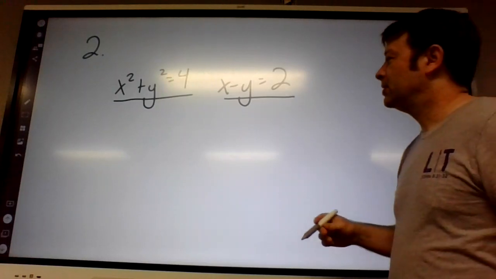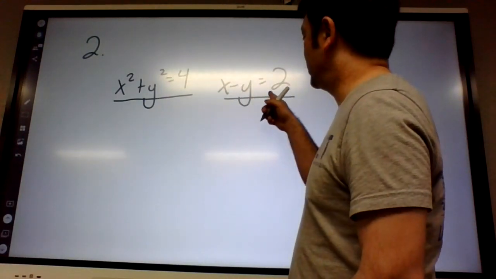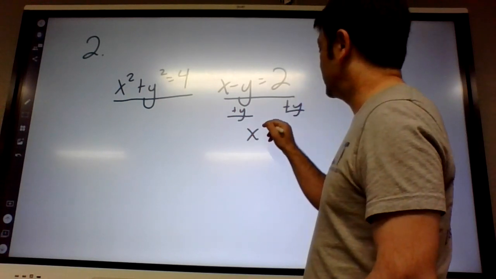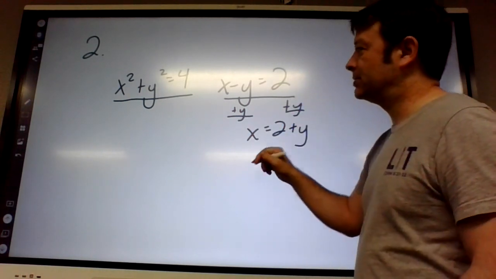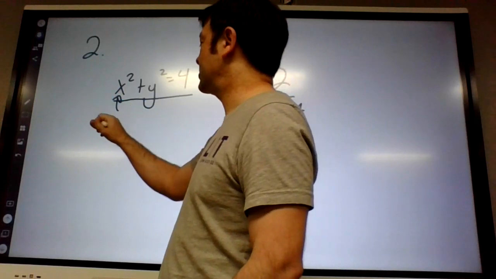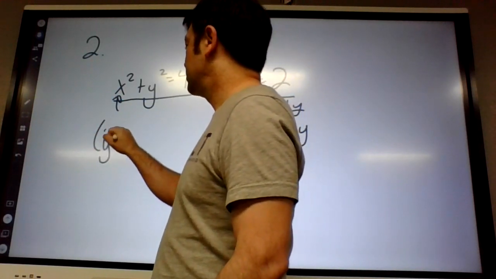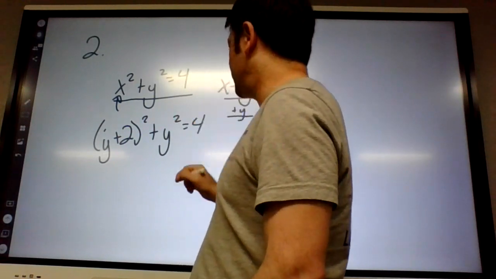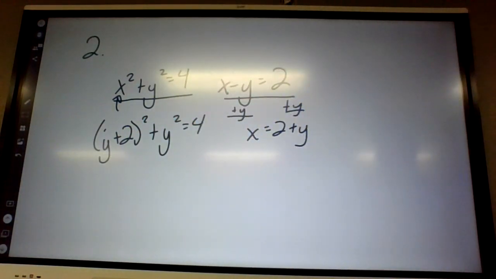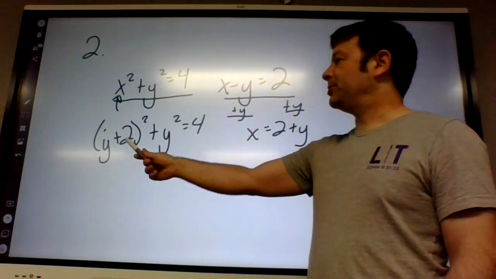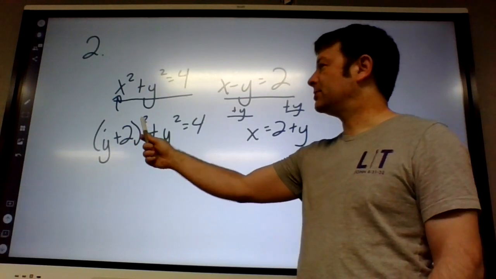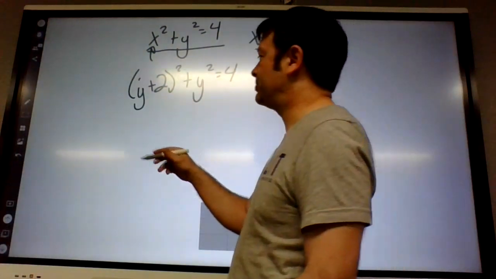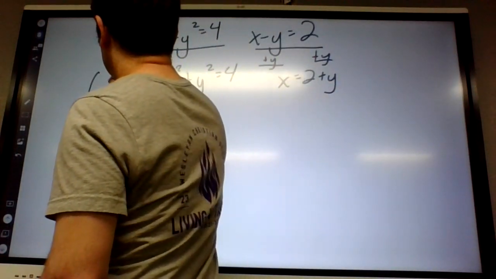Substitution, yeah. So I'm going to add the y over, so you get x equals 2 plus y. Then we can replace x in this equation with 2 plus y and solve. What can we do with y plus 2 squared right here? FOIL. It's y plus 2 times y plus 2, like this.